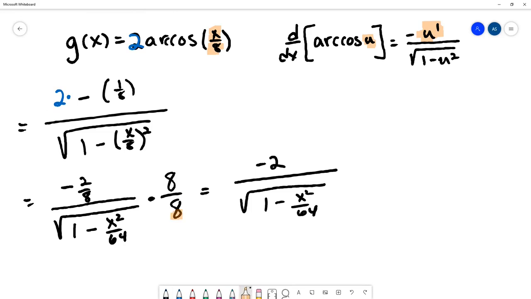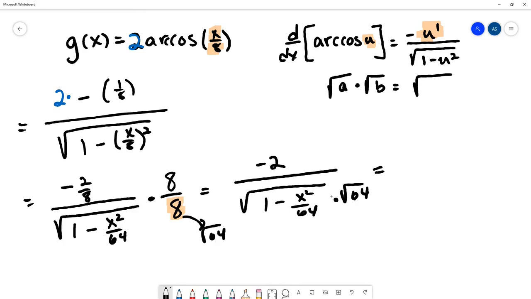And I'm going to change this 8 to square root of 64. So times square root of 64. Square root of 64 is the same thing as 8. And now that it's a square root, I can bring it inside of this square root. When you multiply square roots, square root of a times square root of b is equal to square root of a times b, as long as a and b are both positive. So this will give me negative 2 over square root of 64 minus x squared. Because when we multiply the square root of 64 times x squared over 64, the 64's cancel, and we also have to distribute it to this 1. Square root of 64 times square root of 1 gives us that square root of 64 there.